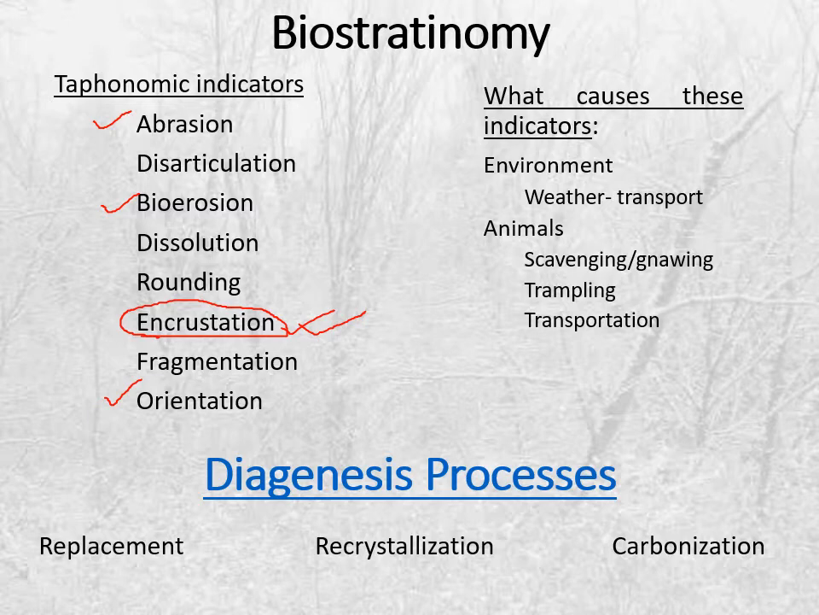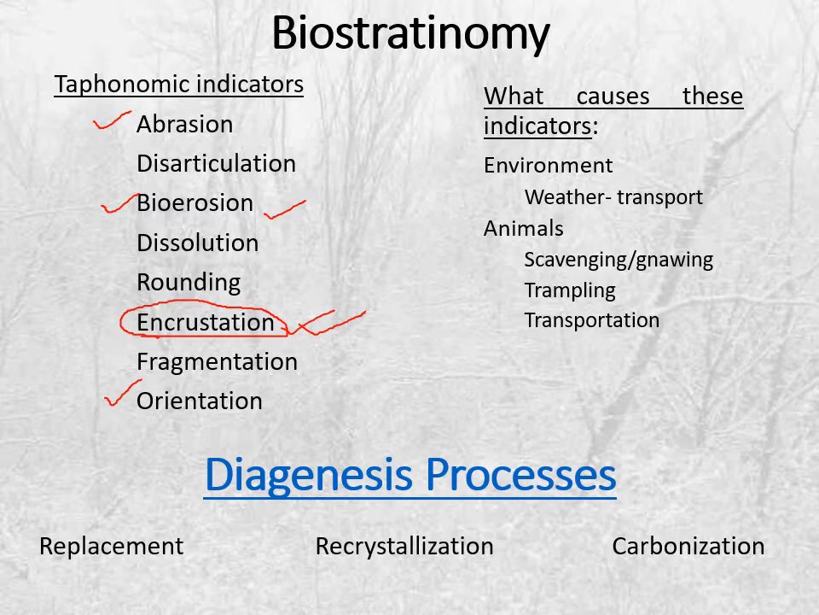Now, what causes these indicators? That is the environment, weather, and transport. The environment where it lives and the environment where it deposits, if they are not the same, then in most cases these kinds of changes will occur. Even if the environment where they lived and the environment where they are deposited remain the same, these changes can still happen. Say for example, bioerosion can also happen in those cases, that is for autochthonous assemblages. Animals, that is the scavenging, trampling, transportation, this may happen in any kind of environment, for autochthonous as well as allochthonous assemblages.